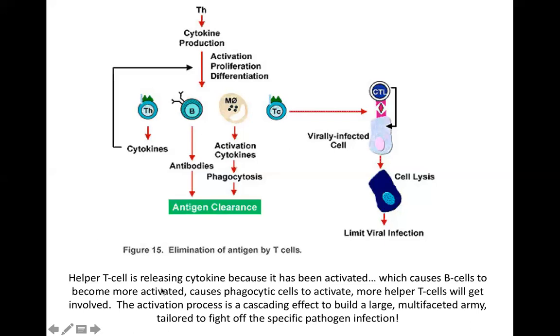Helper T cell is releasing cytokine because it has been activated, which causes B cells to become more activated, causes phagocytic cells to activate, and more helper T cells will get involved. The activation process is this cascading effect to build a large multifaceted army tailored to fight off a specific pathogen.